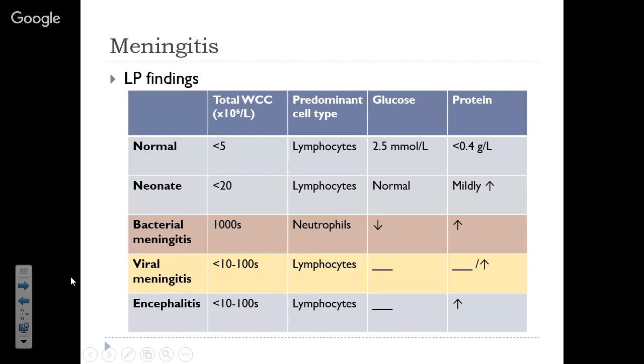This table just summarizes the main findings on lumbar puncture for bacterial and viral meningitis. So for bacterial, the main cell type will be neutrophils. Because the bacteria use up the glucose, it will be reduced, and there'll be elevated protein as well. For viral, the predominant cell type will be lymphocytes, and typically the glucose and protein will be either normal or very slightly elevated otherwise.